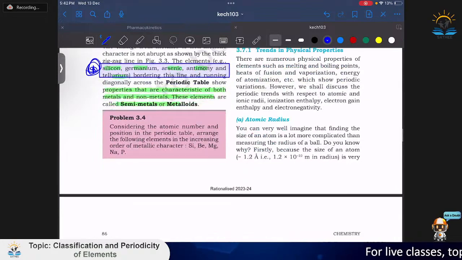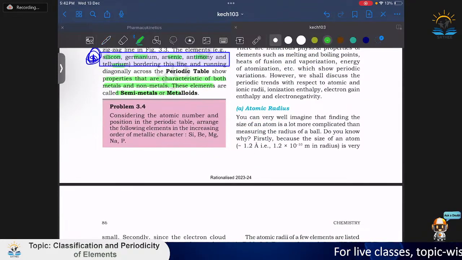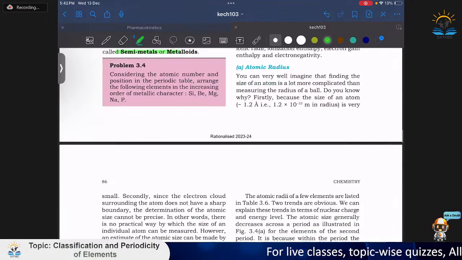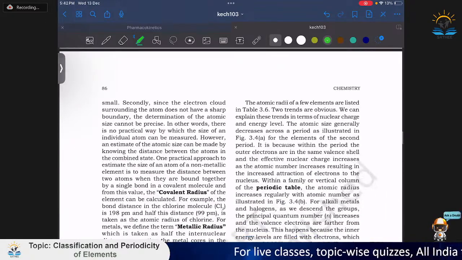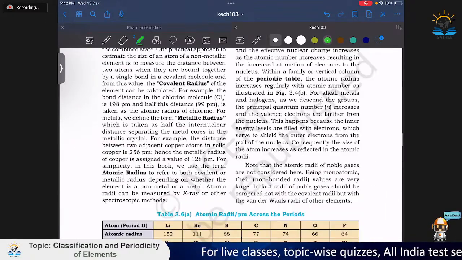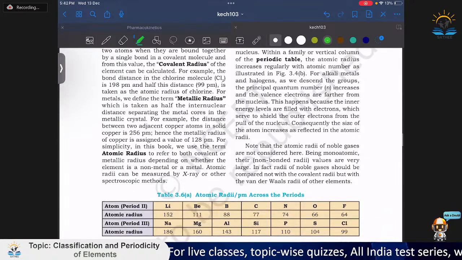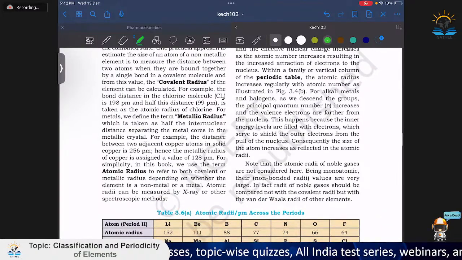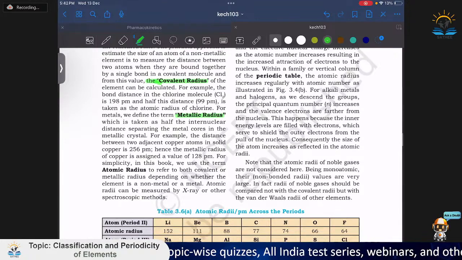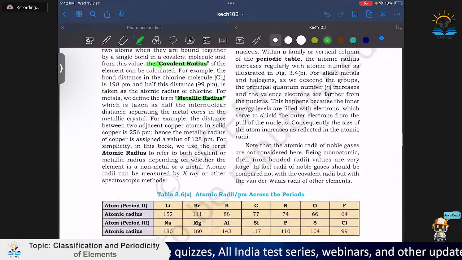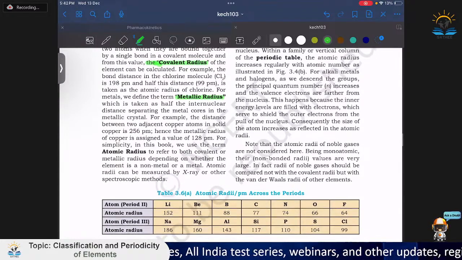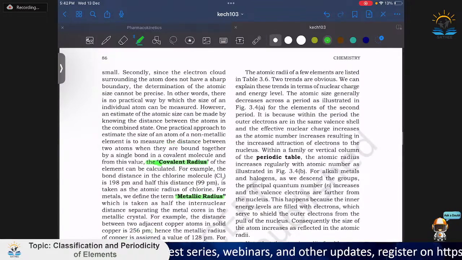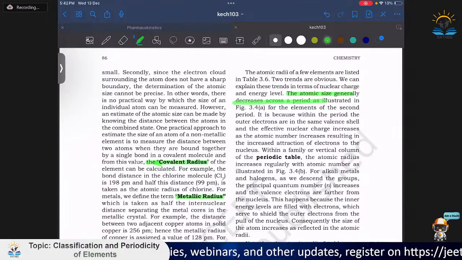Very well, you can imagine, as NCERT says, the size of an atom, as it is really small. But you know that it defines two kinds of radius, covalent radius and metallic radius. But usually we call it atomic radius. Now, the trends are obvious. Atomic size generally decreases across a period.